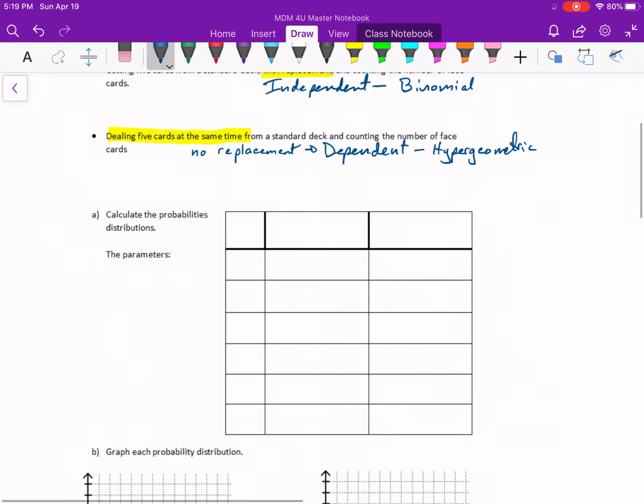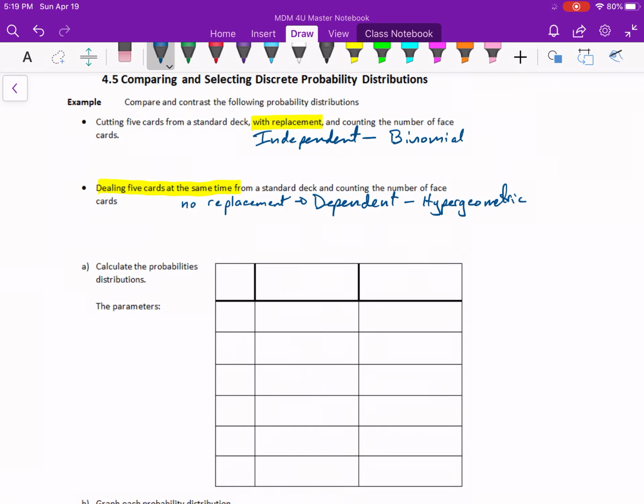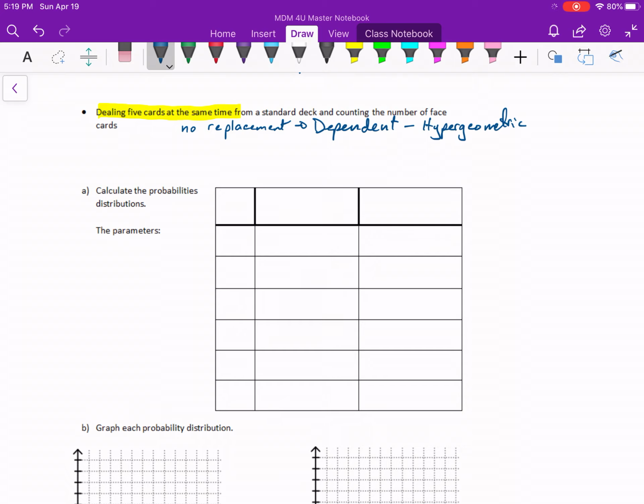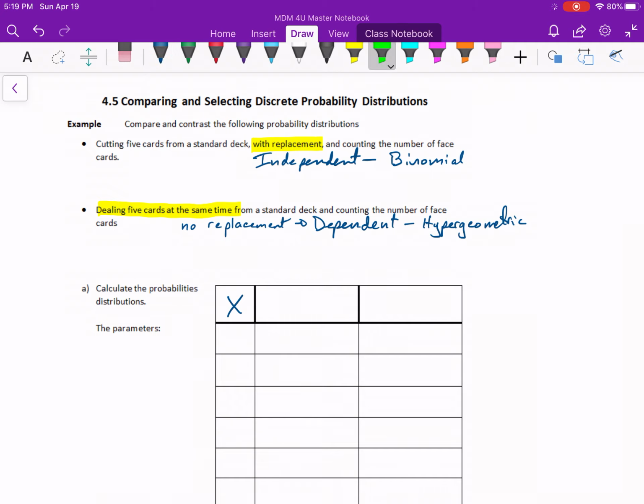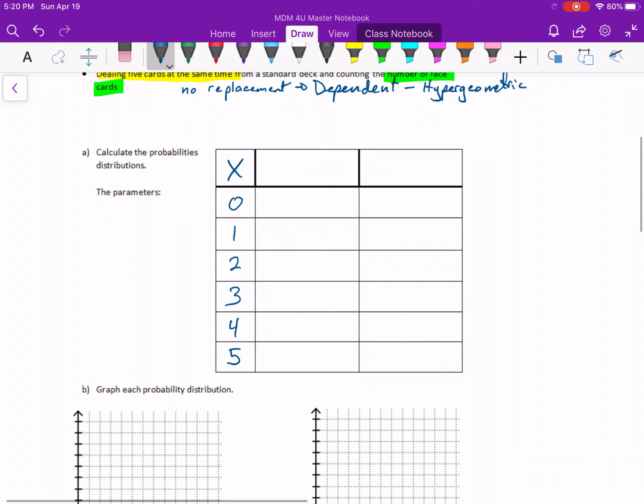All right, so let's just create a probability distribution for each one of these based on the example. So 5 cards from a deck. So the parameters. First of all, the random variable is the number of face cards in each case. So if we make the first column here be random variable, it can go from 0 up to 5 face cards. So we are dealing out 5 cards. 0 of them could be face cards, 1, 2, 3, 4, 5. So that's our random variable. How many face cards are there?